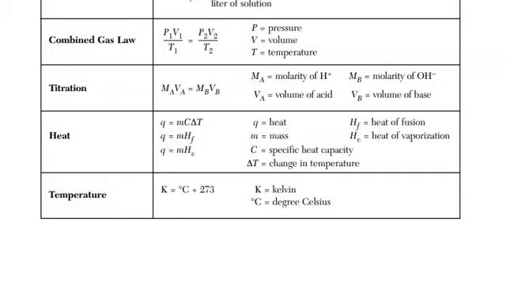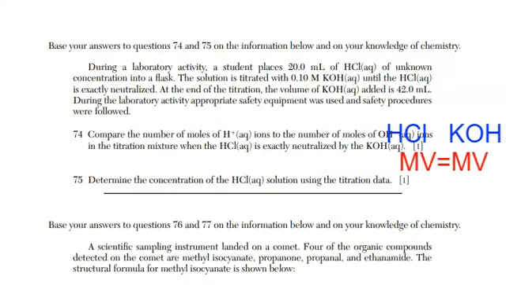Let's copy that over. Now I have to look for the molarity and the volume for the acid, which is HCl, and the molarity and the volume of the base. I like to have the students put the acid and the base formulas on either side, and of course this is MaVa and MbVb. It's just hard to type it out. I just moved left to right.